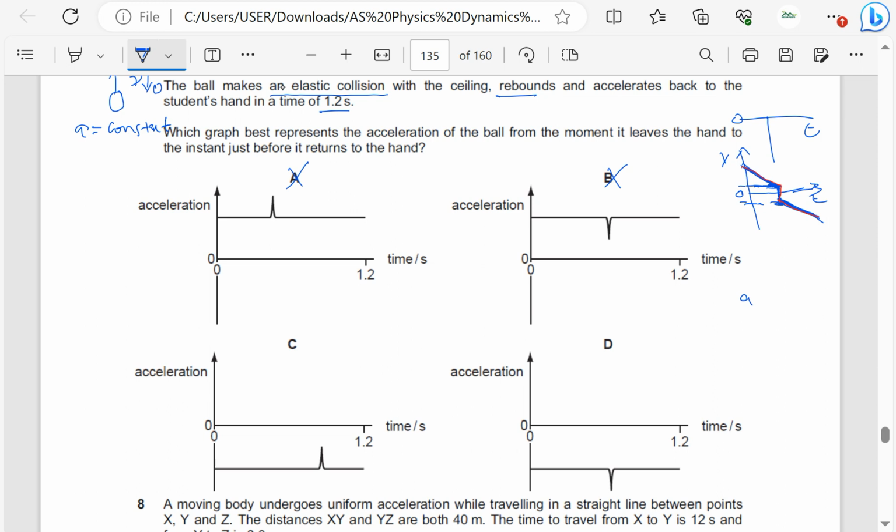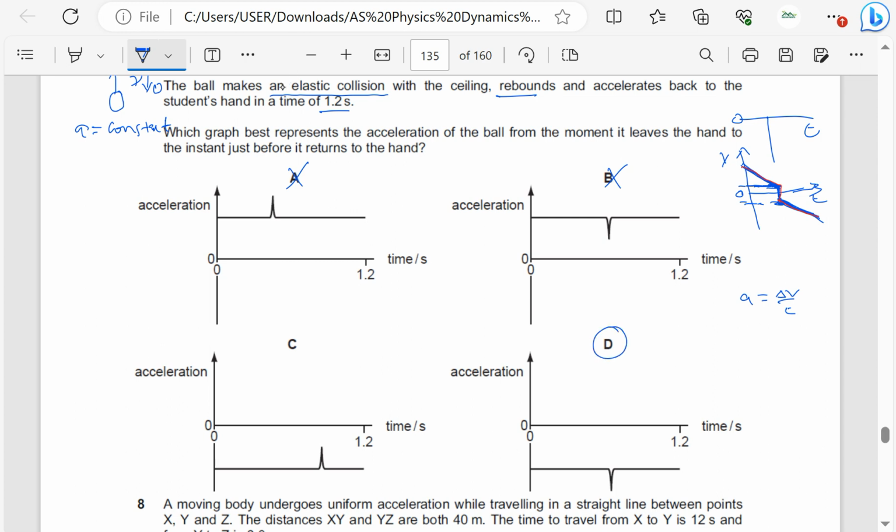Remember, acceleration is change in velocity over time. On hitting the ceiling, there is a rapid change in velocity from a certain value to zero, and then from zero to a certain value. So the spike must be showing an increase in acceleration because the change in velocity becomes bigger at that point.